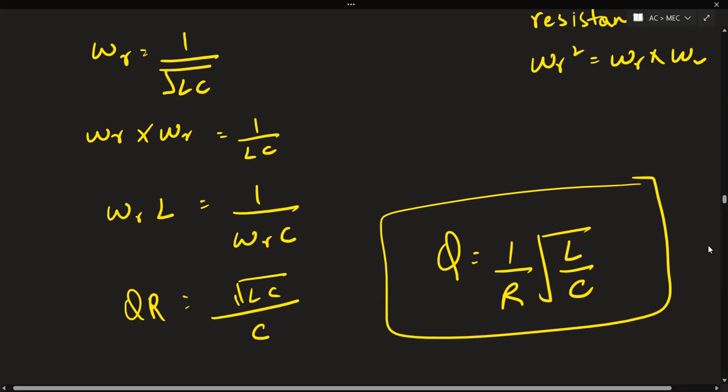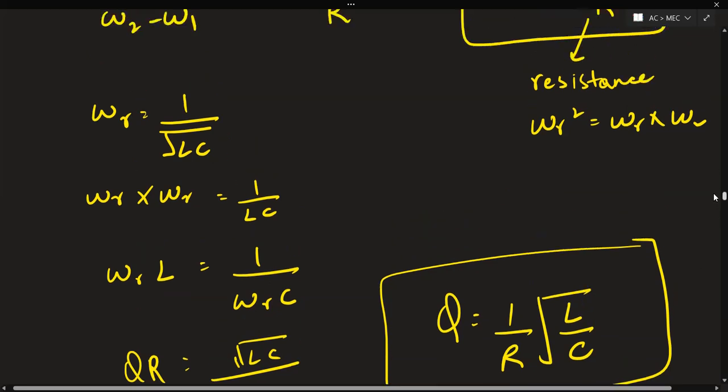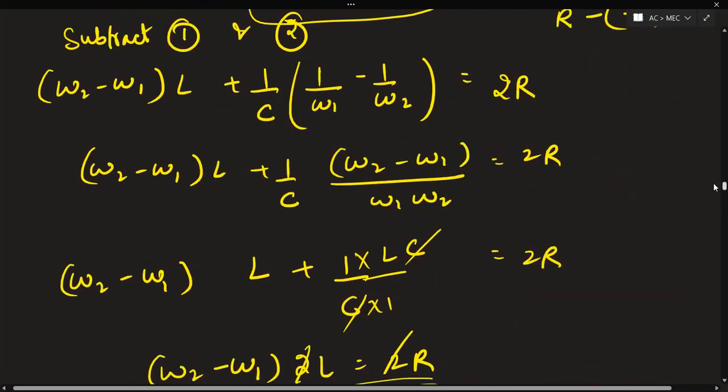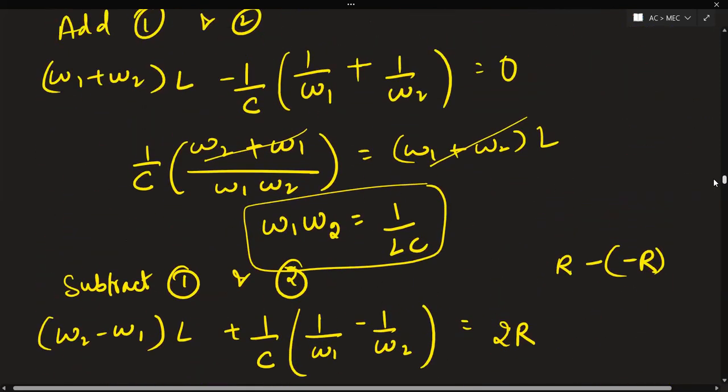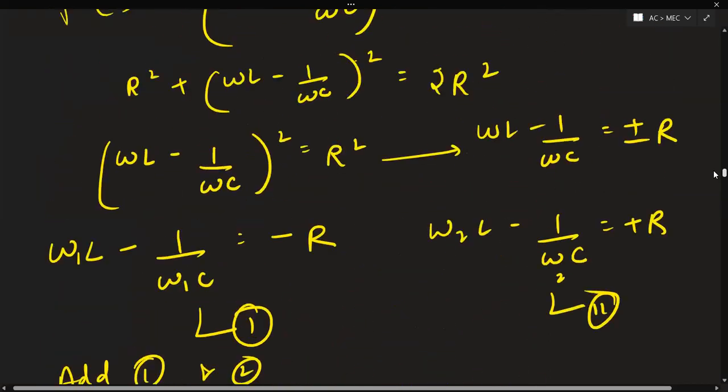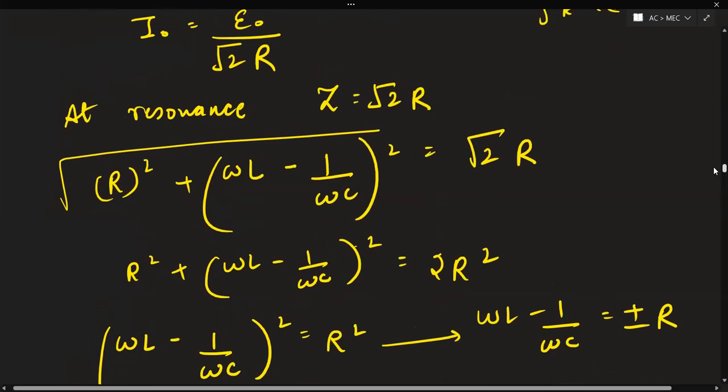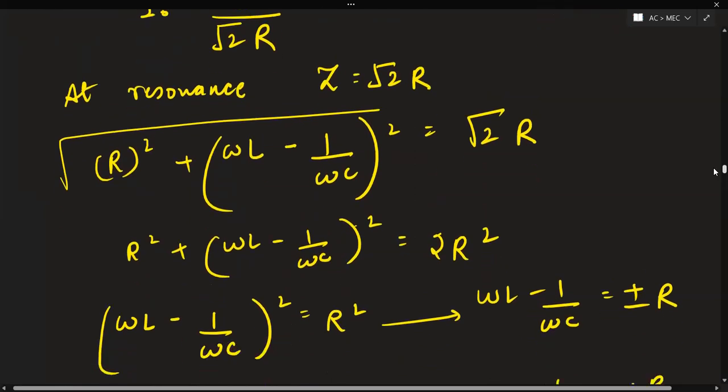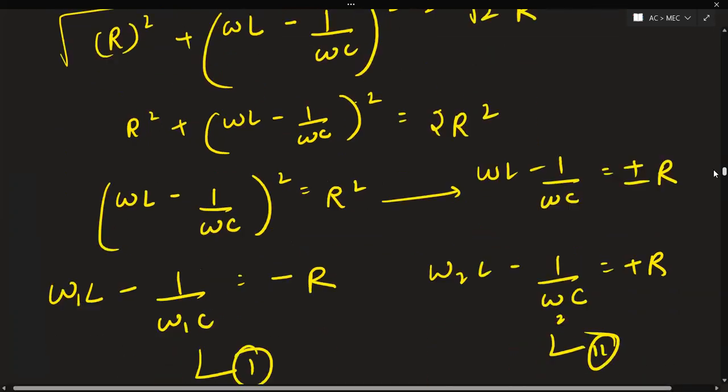I'll just quickly repeat it. It's a lengthy derivation. Chances of this coming in the exam are least. These types of derivations do not come most in your exams, but there's a chance it can come. Impedance is equal to the value of resistance at resonance. So Z is equal to under root 2R. From here I have put the value of Z and I've got two equations. Omega L minus 1 by omega C: for 1 it is equal to minus R, and for 2 it came out to be R.